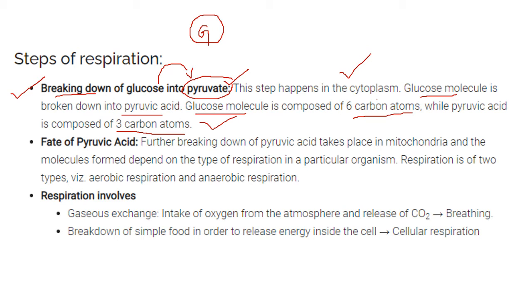Now the next step is the fate of pyruvate. Pyruvate can undergo 2 forms. The further breakdown of the pyruvate takes place in the mitochondria, and the molecules formed depend on the type of respiration that occurs. So pyruvic acid moves to the mitochondria, and next it depends on what type of respiration is occurring. And what are the 2 types of respiration? It can be aerobic respiration and anaerobic respiration.